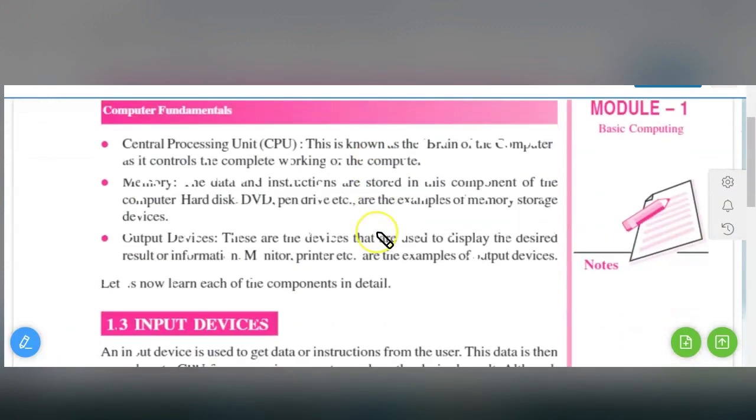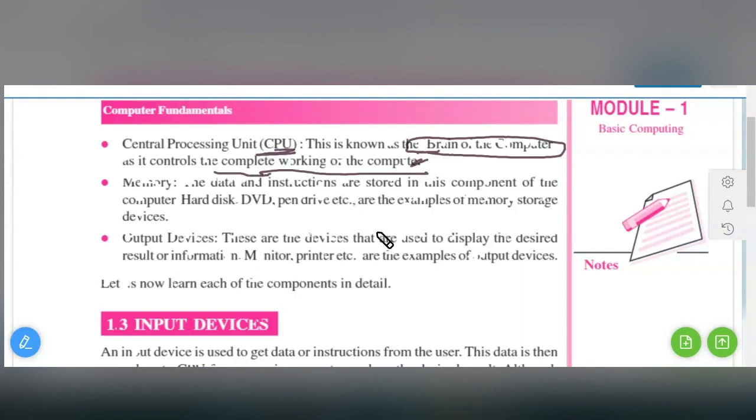Let's go to the next component, that is CPU. So what is CPU? The full form of CPU is Central Processing Unit. It is known as the brain of the computer. Very important question: which part is known as the brain of the computer? That is CPU, Central Processing Unit. It controls the complete working of the computer. Whatever happens, it's all done with the help of CPU.